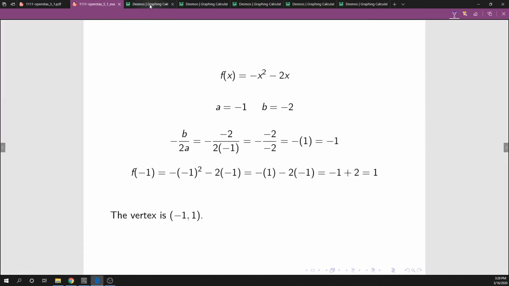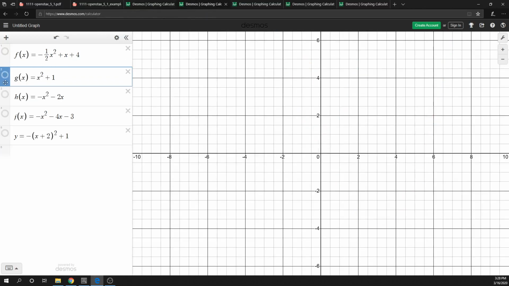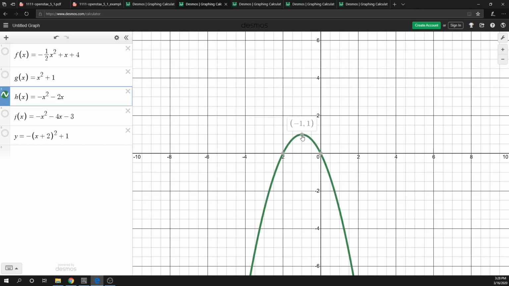And let's just verify that on the graph. And that's our third example here. And you can see there it is, right? The vertex is at -1, 1.